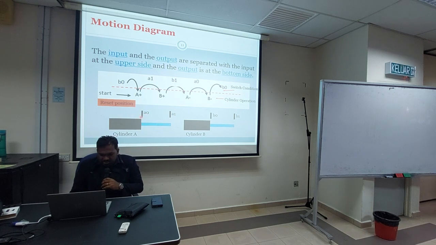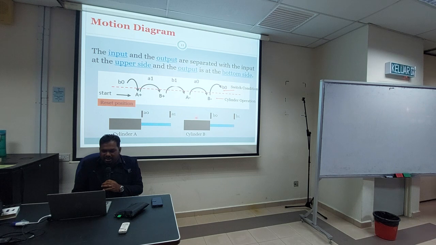Okay. So kalau tengah-tengah, apa akan jadi dekat A0 dengan A1? Kalau tengah-tengah, so dua-dua akan jadi apa? Dia takkan menyala lah, sebab it's not fully retracted, fully extended. So dua-dua akan off. Okay, cylinder B pun sama.